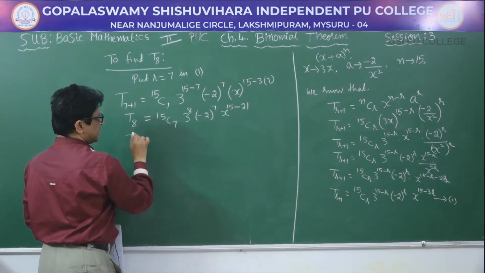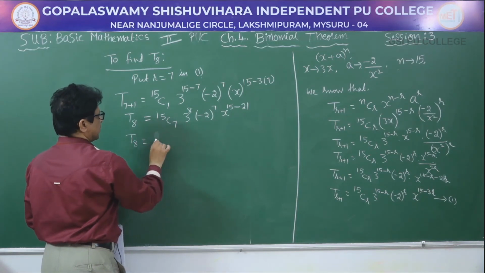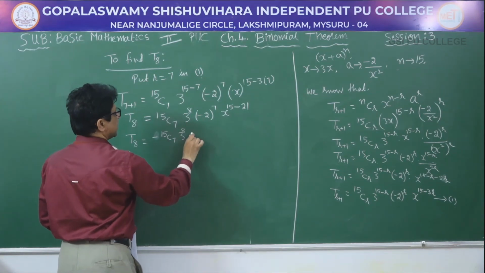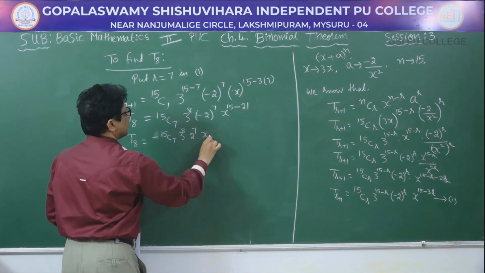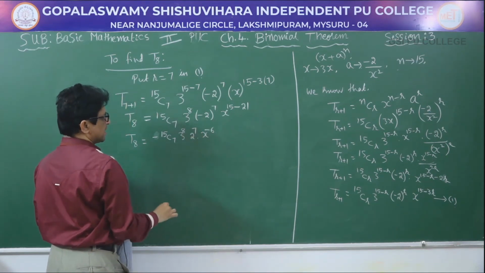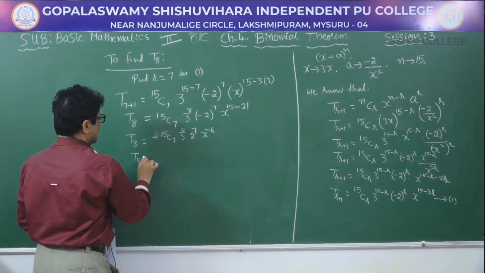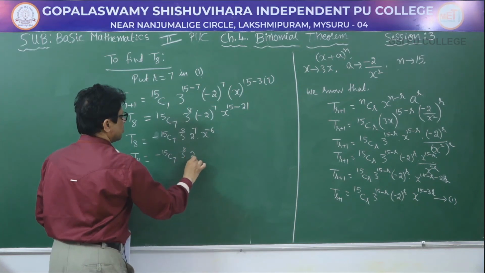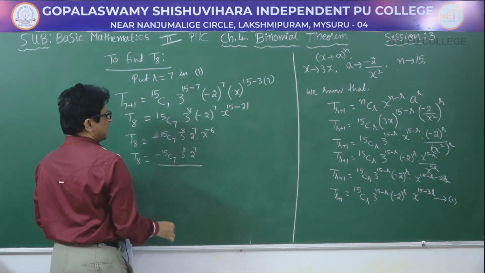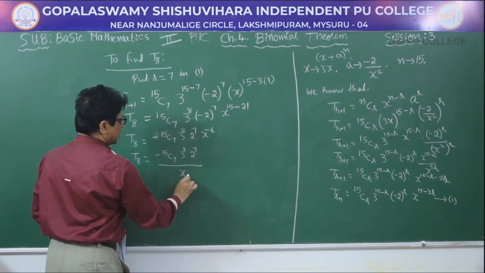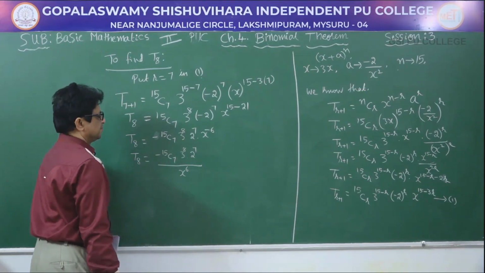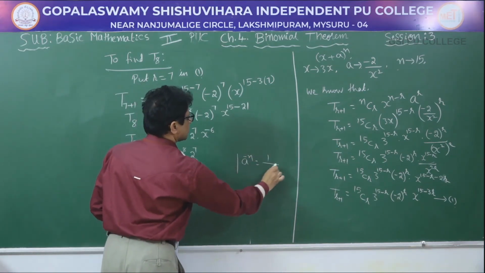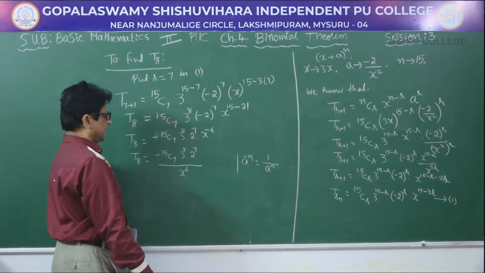That is T8 is equal to minus 15C7 into 3 power 8 into 2 power 7 into x power minus 6. So, T8 is equal to minus 15C7 into 3 power 8 into 2 power 7 divided by x power 6, since x power minus 6 can be written as 1 by x power 6, by using the formula a power minus n is equal to 1 by a power n.